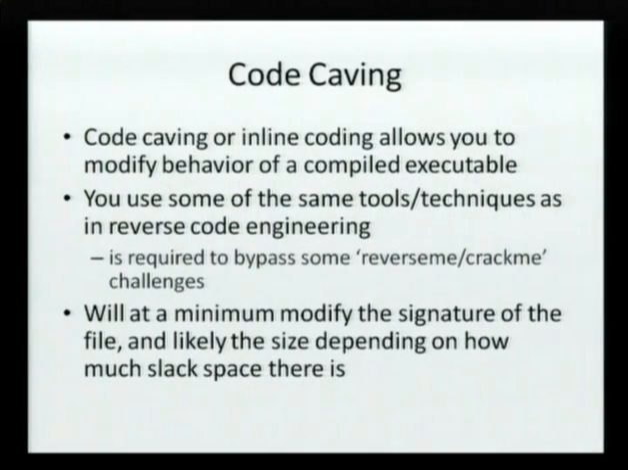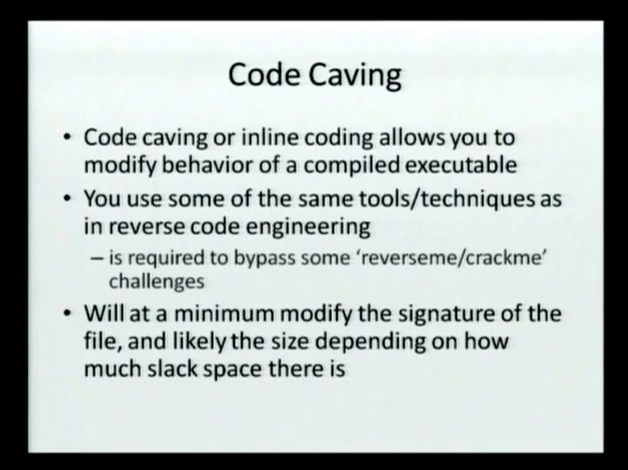When you do this to an executable file, at a minimum, you're going to modify the hash signature of the file. So that's one way to tell if a file has been changed in its code from the original. It doesn't necessarily have to change the size of the file because, as we'll see, what we look for when we do code caving is slack space that exists in the code of the file already that we can use.